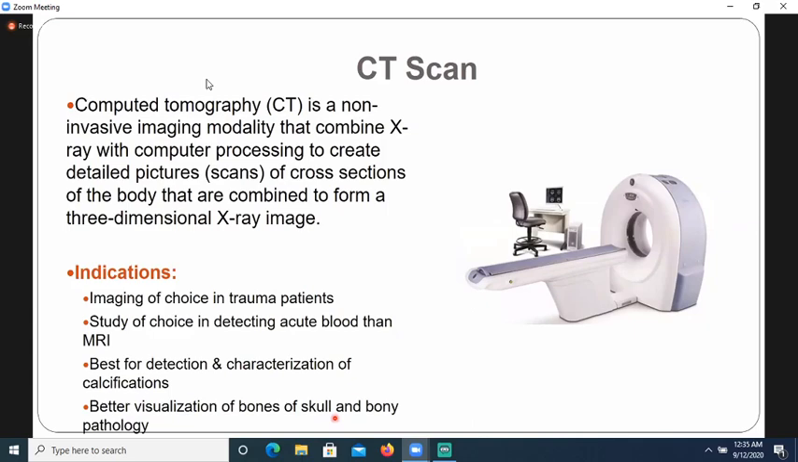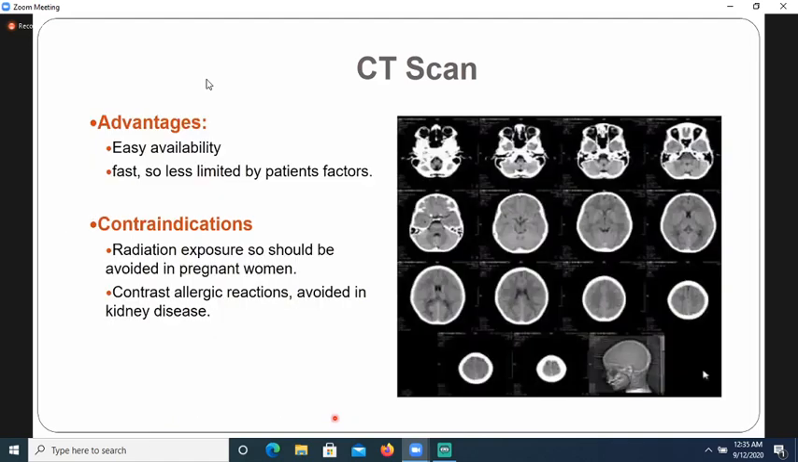Advantage: easy availability, and it is fast, so it is less limited by patient factors like movement or respiratory breathing. These are less affected because of the fast acquisition of the images. Contraindication is the radiation exposure, so it should be avoided in pregnant women. Also there can be a contrast allergic reaction if the post-contrast CT scan is done, so it should be avoided in renal failure patients.